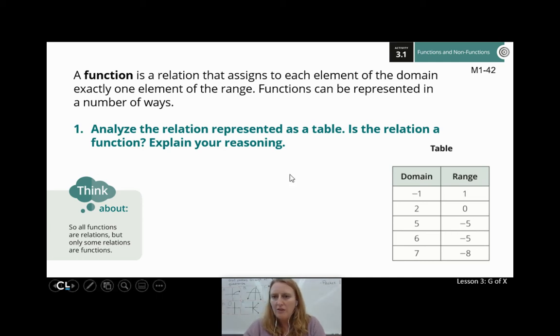So we have a few things here. For example, I have a lovely table here. I would like you to take a look at this table and I would like you to decide if it is a function and make sure you tell me why. Remember, function, every input gets one output. Every domain gets one piece of the range. Go ahead and hit pause, jot down your thoughts, and hit play when you're ready to check your work.